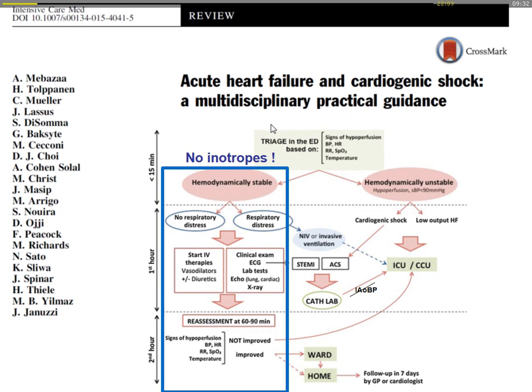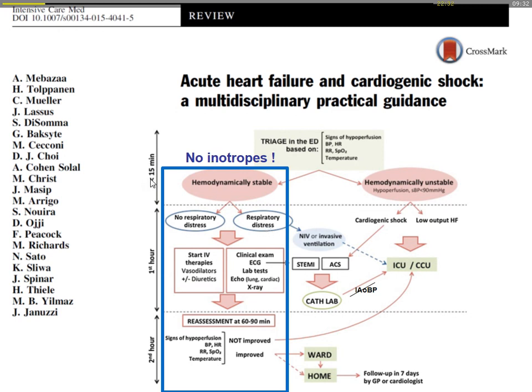In this algorithm, we show that a patient coming with acute heart failure should first be triaged to see whether he's hemodynamically stable, although in severe pulmonary edema, or hemodynamically unstable. I will come to this in a minute with cardiogenic shock. But let's say the patient is hemodynamically stable. There is or there is no respiratory distress, but clearly there is an acute heart failure.